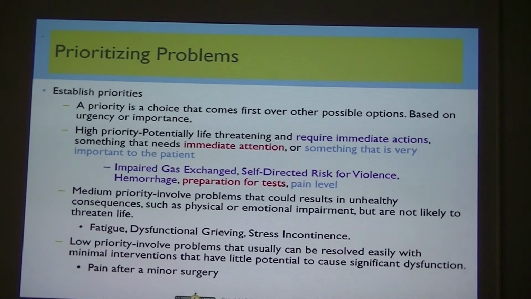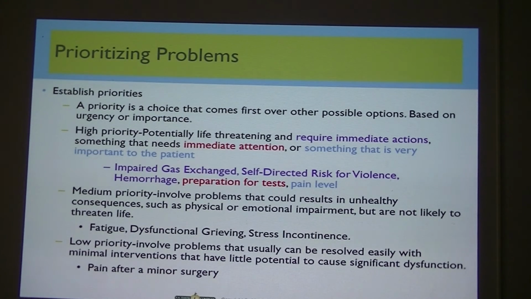Establishing priorities. Another word that you're going to hear throughout nursing as well is priorities. A high priority is a choice that comes first over other possible problems. So it's based upon urgency or importance. And they can be those that are life-threatening, something that requires immediate attention, it requires immediate action, or it's something that's very important to that patient.